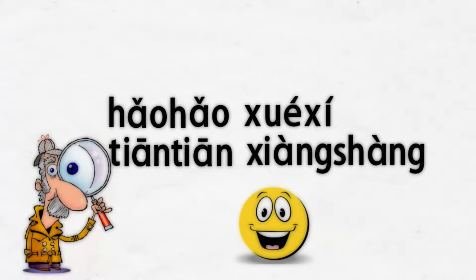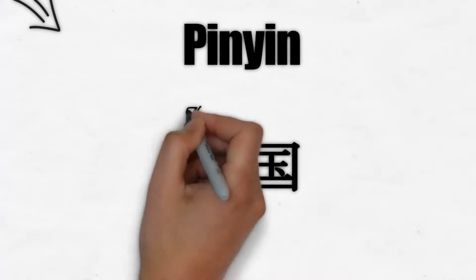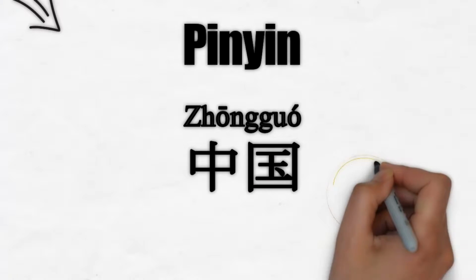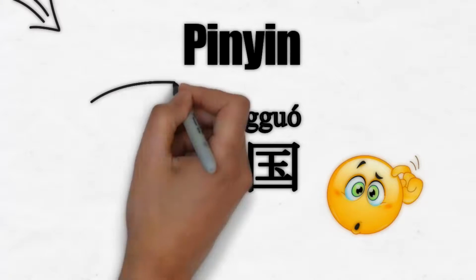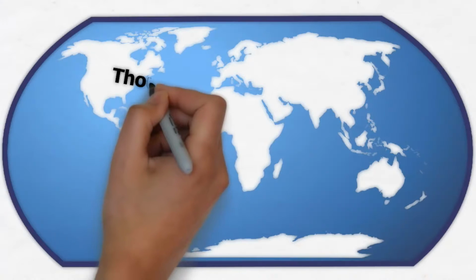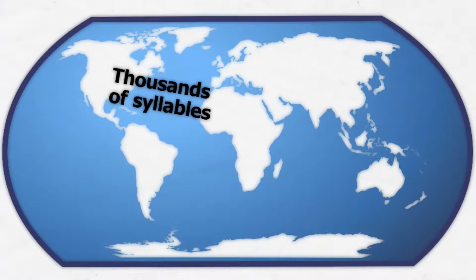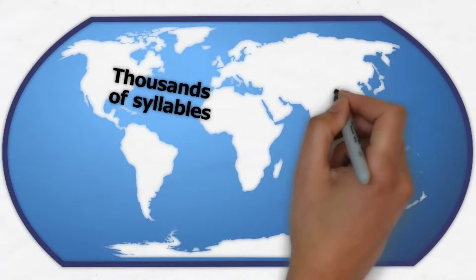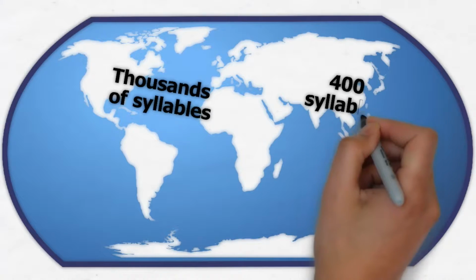This system of converting characters into alphabetical spelling is called pinyin, and it tells how to pronounce each character. Now, what about all these accents on the symbols? They're called tone marks, and there are 4 different tones in total. Compared to thousands of syllables in Western languages, the Chinese language only has about 400 possible syllables.